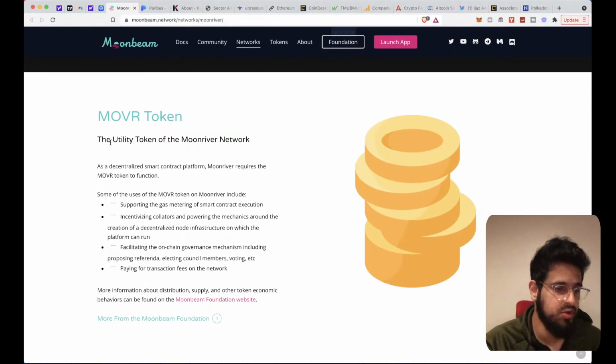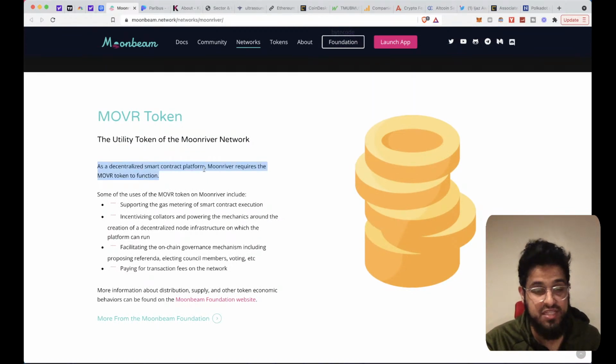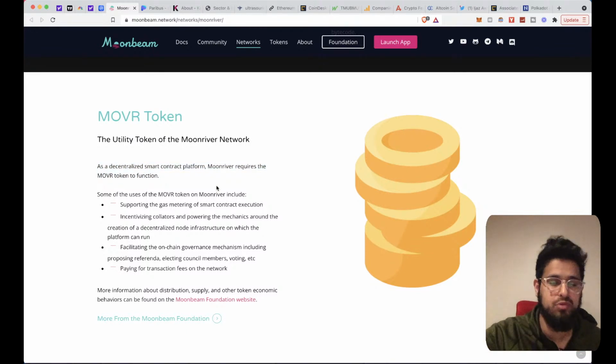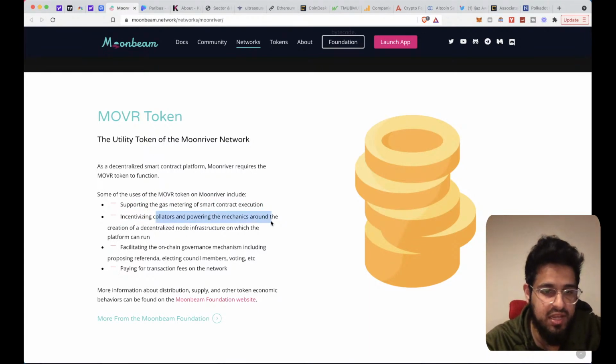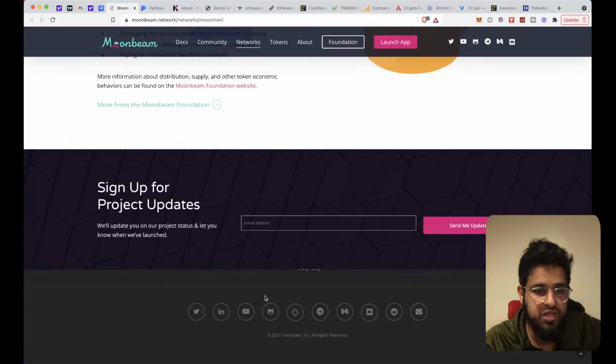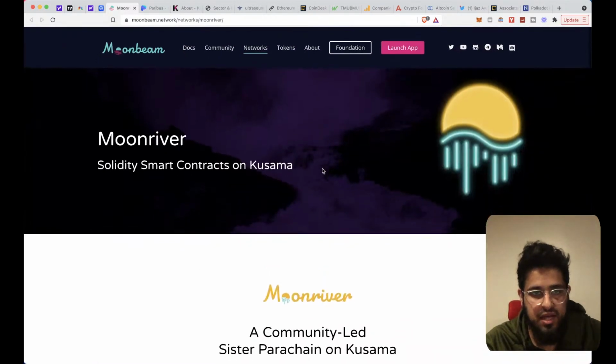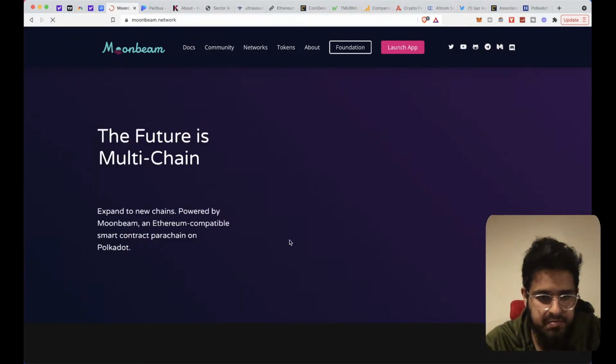Now, the token, which is what they're looking at, is a decentralized smart contract platform. As a decentralized smart contract platform, Moonriver requires the MOVR token to function. Okay, so this is for gas, for incentivizing collators, powering the mechanics, and for obviously the governance as well. So we need to keep an eye on this. Interesting project. And really, it's just going to bring everything across. Let's take a look at what else they have on here.